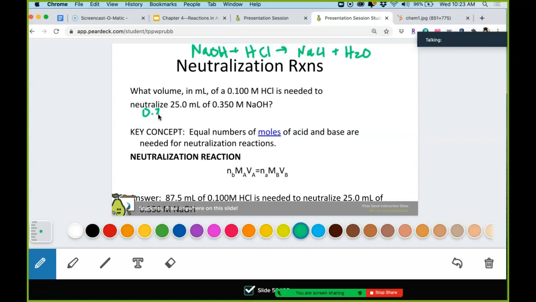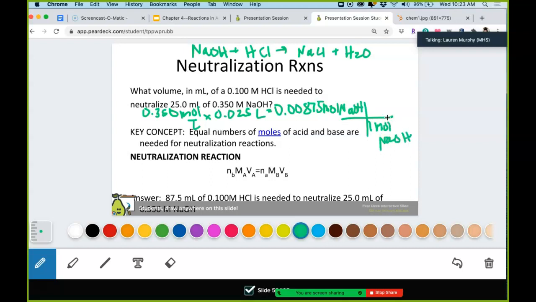So 0.350 moles per liter times 0.025 liters. That's going to give me my moles of base. So 0.35 times 0.025 is 0.00875 moles of sodium hydroxide. For every 1 mole of sodium hydroxide that reacts, 1 mole of hydrochloric acid reacts. So you're at 0.0085 moles of HCl per liter, 0.025 liters.